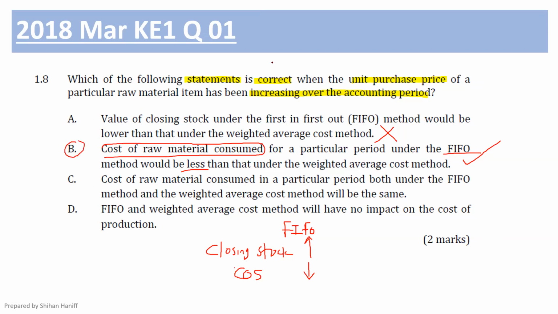Let me explain the other two as well. Cost of raw material consumed in a particular period, both under the first in first out method and the weighted average cost method, will be the same. No, it is not the same. FIFO and weighted average cost methods will have no impact on the cost of production? No, there is an impact on the cost of production because it affects the closing inventory. Answer is B.